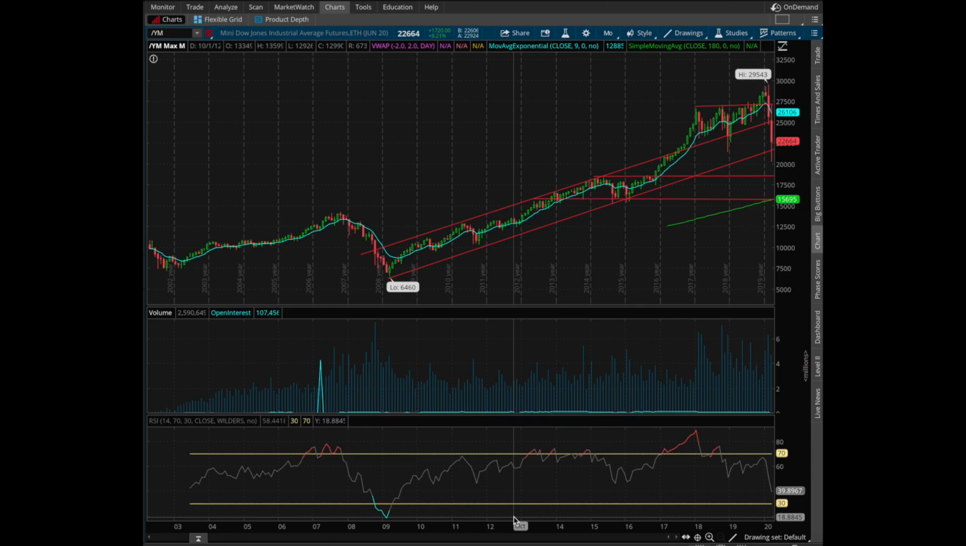So here in front of you guys can see the /YM, which is just the mini Dow Jones Industrial Average future. I got a couple of lines graphed on it for you guys to look at. As most of you guys that have been following the market are aware, we've had some pretty significant pullbacks in the past couple of weeks.